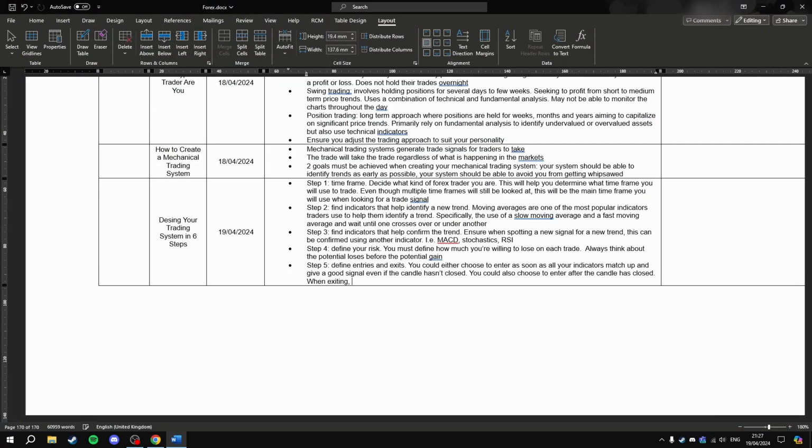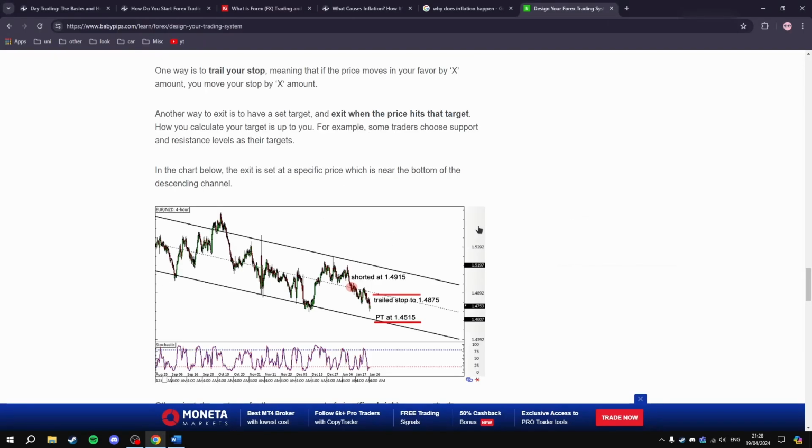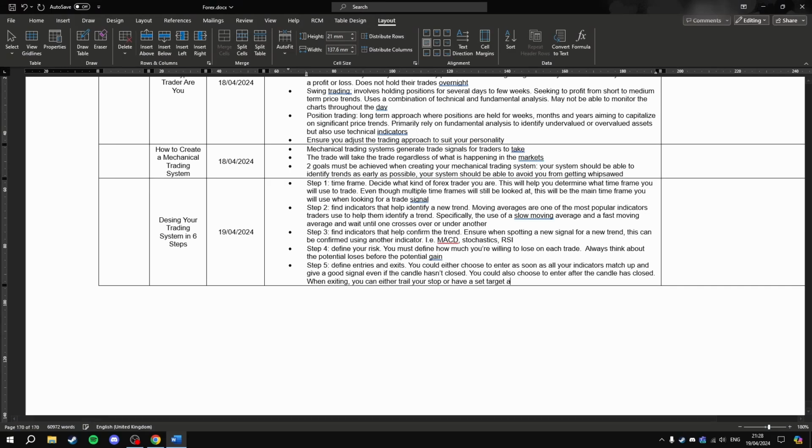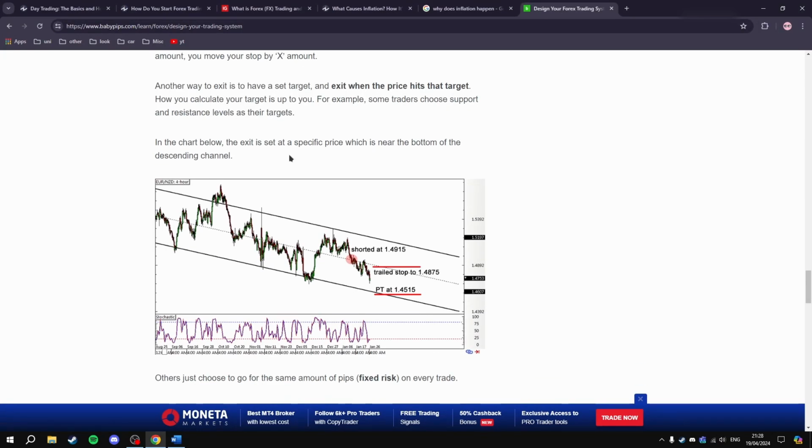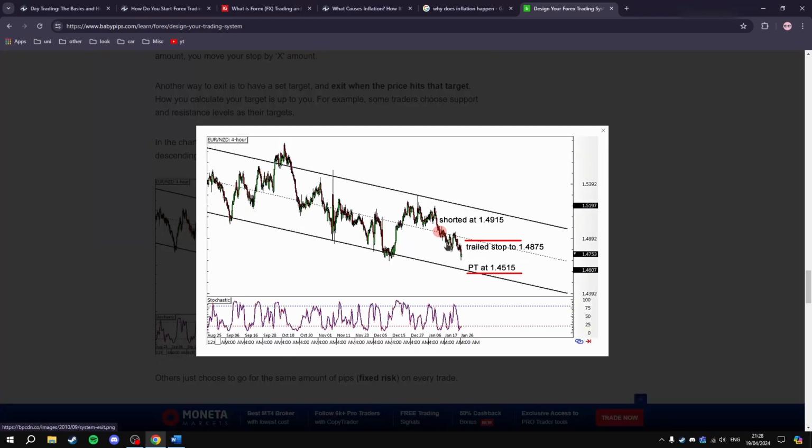When exiting, you can either trail your stop or have a set target and exit when the price hits that target. How you calculate your target is up to you. For example, some traders choose support and resistance levels as their targets. In the chart below, the exit is set at a specific price, which is near the bottom of the descending channel. Trailed stop to that, shorted at here.